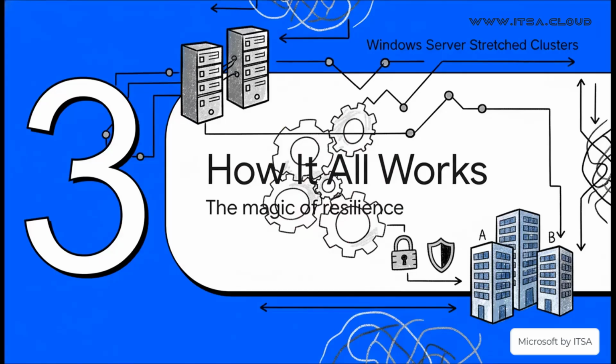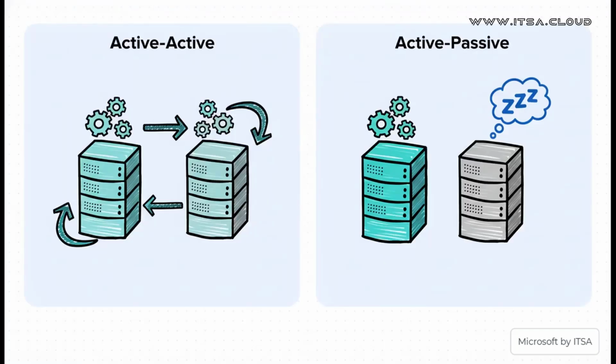Okay, so we get the what, but how does it actually do it? How does it pull this off? Let's peel back the layers because the way this thing is engineered is seriously clever. You've basically got two main ways to set this up. First, there's active-active. In this model, both of your data centers are online and running workloads at the same time. It's fantastic for balancing the load. Then you've got the active-passive model. Here, one site is your primary workhorse, and the other is basically a hot standby, just sitting there waiting for the moment it's called into action.